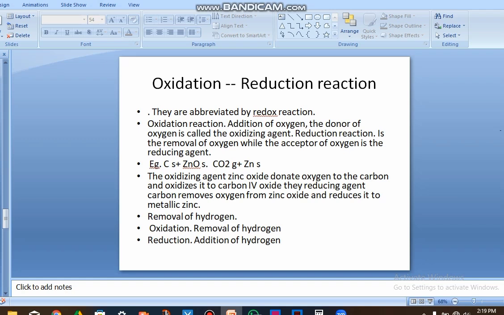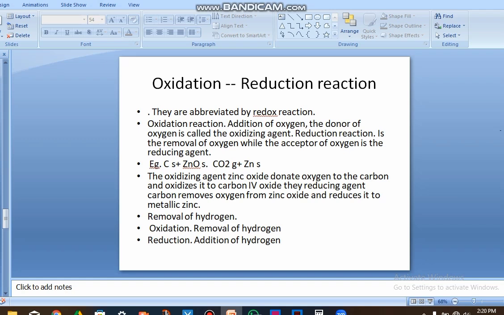Oxidation reaction is addition of oxygen, meaning oxidation means addition of oxygen. Write it down. Oxidation means addition of oxygen. The donor of oxygen is called the oxidizing agent. Just write it down, I will explain. So oxidation means what? Addition of oxygen. Also, the donor, meaning the particular element that is donating the oxygen, is called the oxidizing agent.